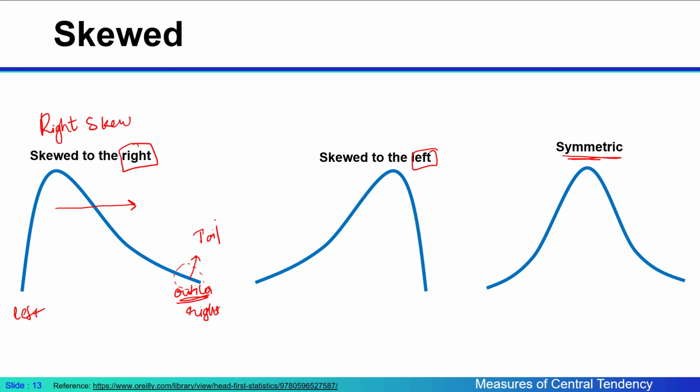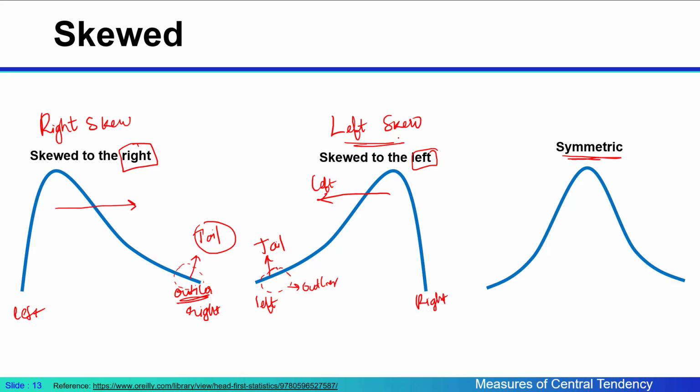Now basically you can tell whether it's right skew or left skew based upon your tail. If the tail is on the right side, this is called right skew. If the tail is on the left side, this is called left skew. Basically this is my tail, and I usually find the outliers in this region. Because of these outliers, my mean will shift towards the left side, and hence this is called left skew.